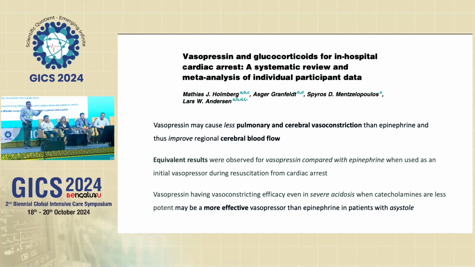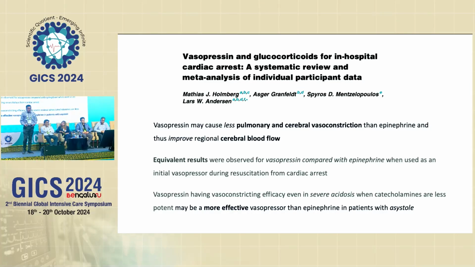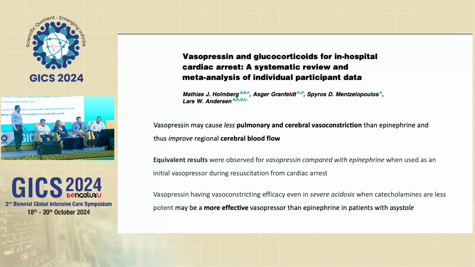Well, again, another important area where we need to draw our lines and get ourselves close to reality is vasopressin and glucocorticoids, because in in-hospital cardiac arrest, these two drugs have been a kind of Rohit Sharma versus Ashwin kind of situation.